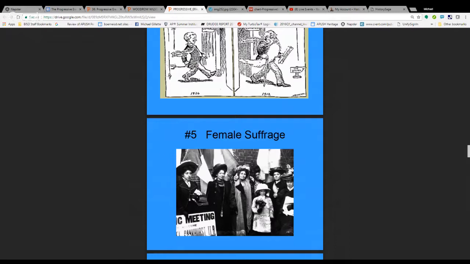It had split into two factions, and we had the National Women's Suffrage Association, which was led by Stanton and Susan B. Anthony, and then we had the American Women's Suffrage Association, led by Lucy Stone. And in 1893, these two organizations merged in what is called the National American Women's Suffrage Association.